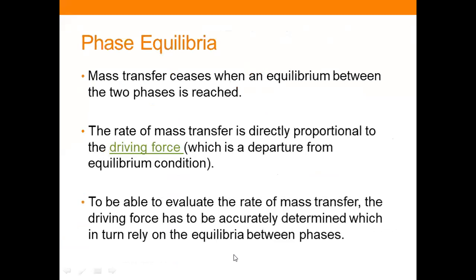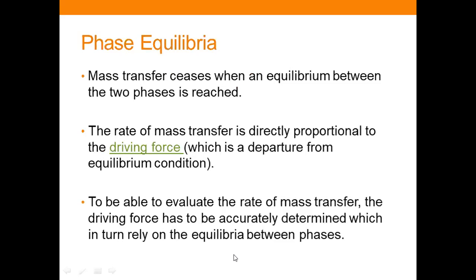So mass transfer, and that is the transfer of one component from one phase to another, ceases or stops when an equilibrium between the two phases is reached. This is the primary premise or principle that is used when we transfer a particular component from one phase to another in the different separation processes that we're going to discuss.